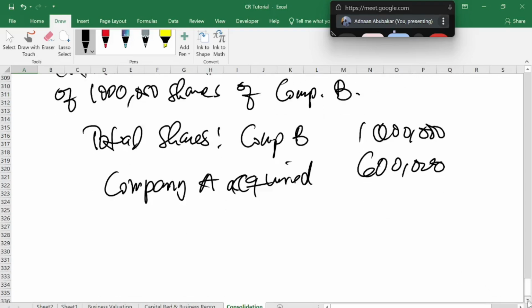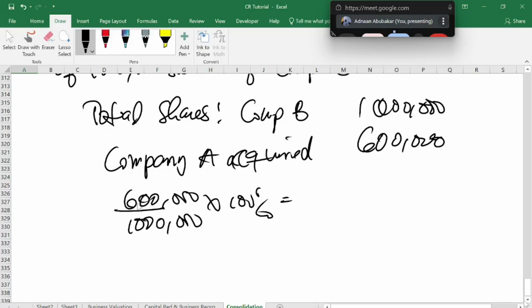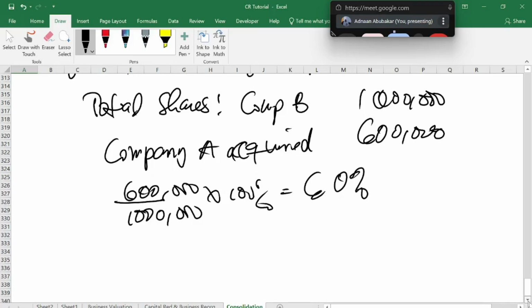So the control structure, you will have to do it this way. You will have 600,000 divided by 1 million shares of the company, times 100. What do you have? 6/10 is 60%. So they acquired 60% of the shares. So here is your control structure.